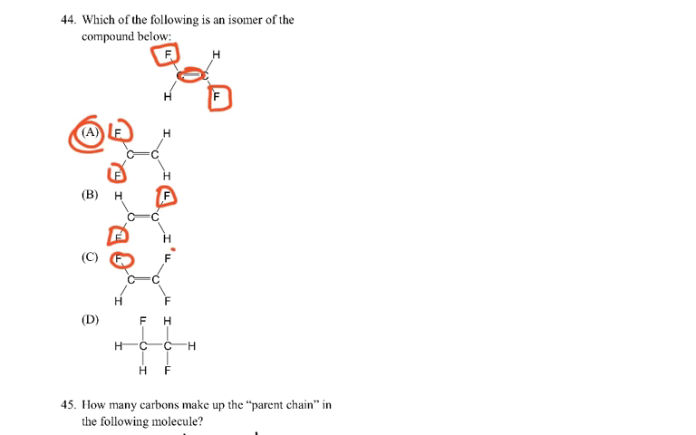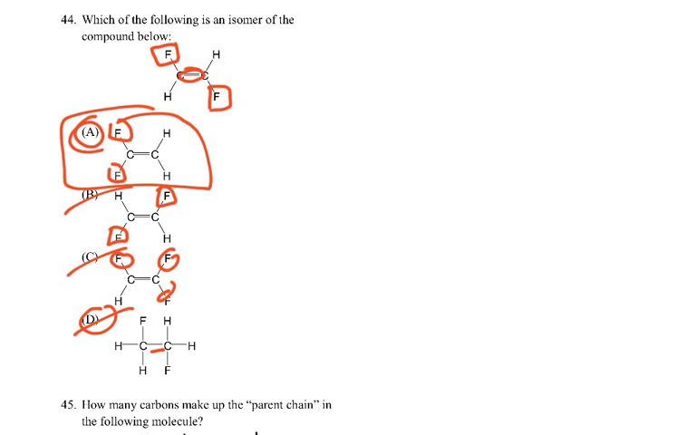This guy has too many fluorines, so we can eliminate those 2. And this guy doesn't have a double bond, so we can eliminate that one. So the only good answer is this one. So this is trans 1,2-difluoroethene, and this is 1,1-difluoroethene, because of the double bond.